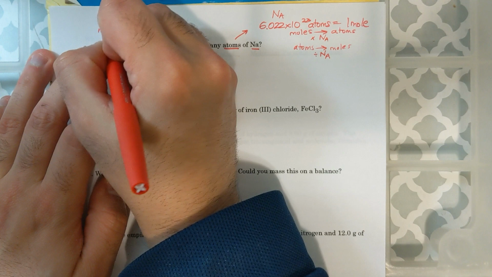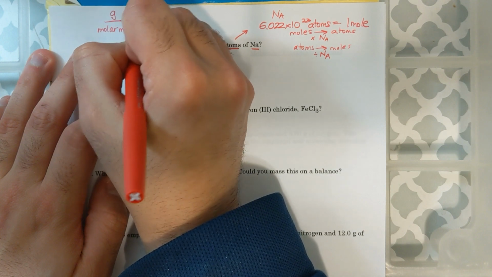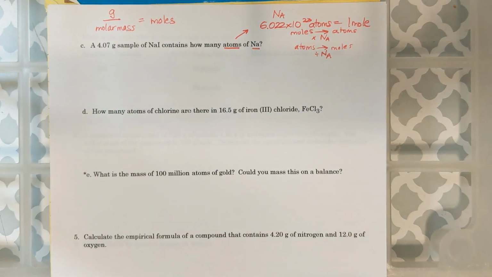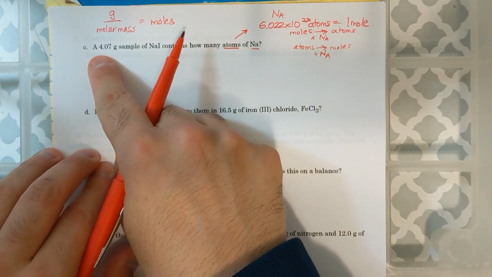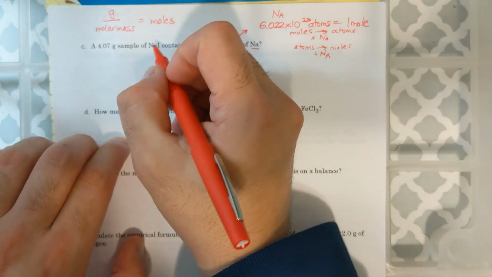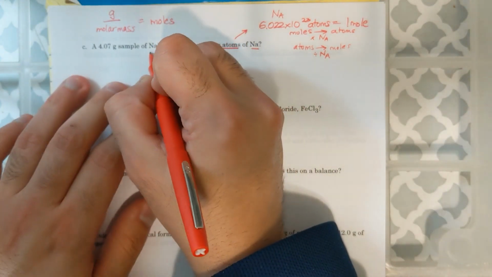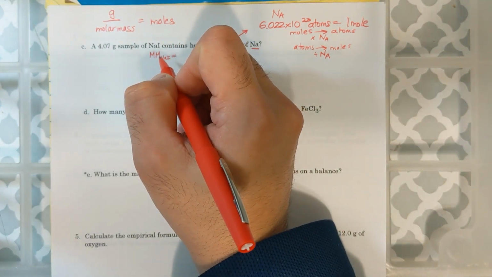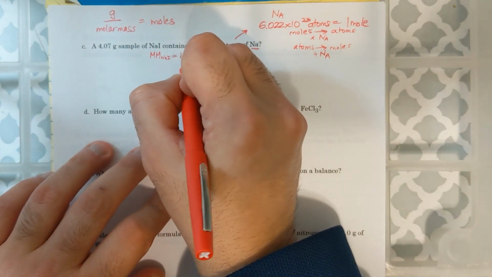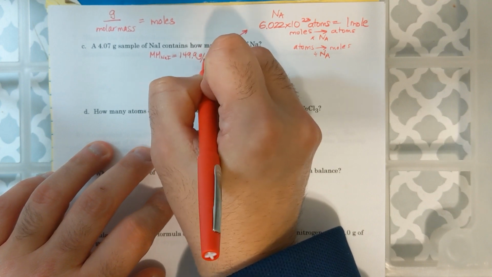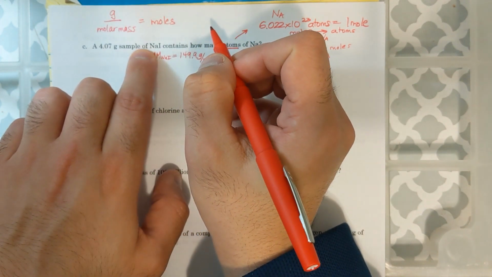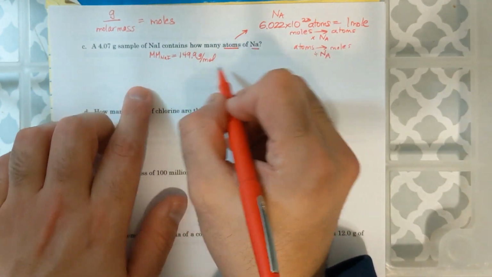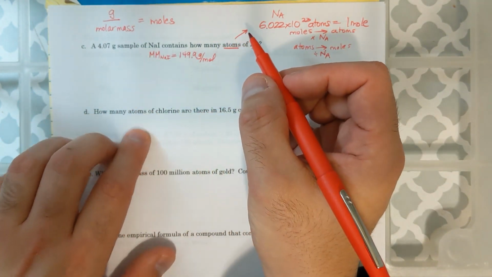So I'm going to do calculations kind of like how you do. Grams over molar mass is going to give me moles. So if I have 4.07 grams of sodium iodide, and you could look on the periodic table, the molar mass of NaI is 149.9 grams per mole. So that's 1 sodium, which is like 23, and 1 iodine, which is like 127. Altogether, that's 149.9 grams per mole.